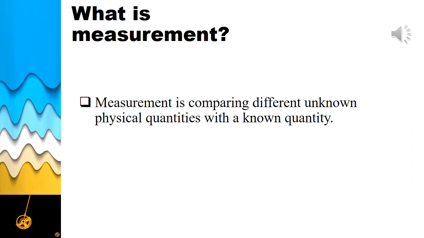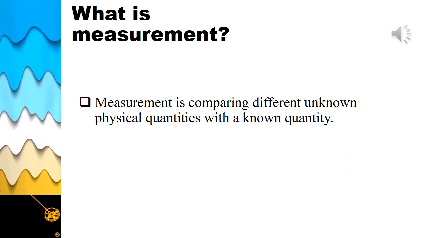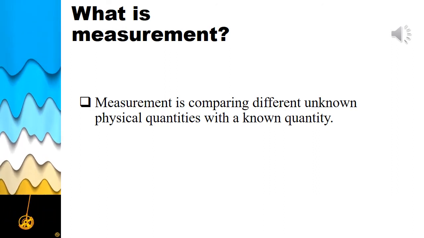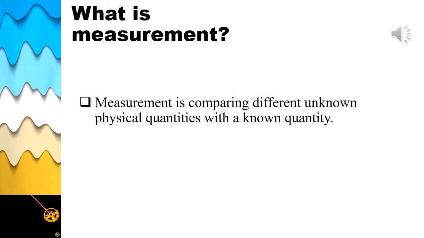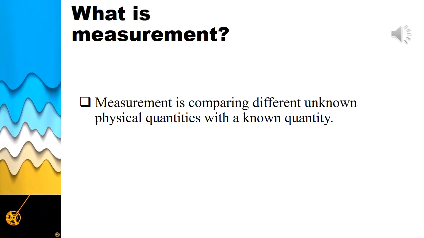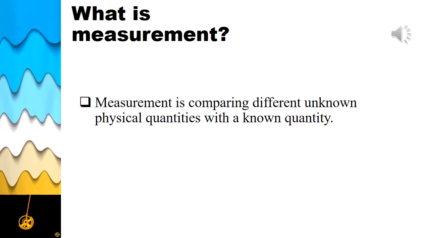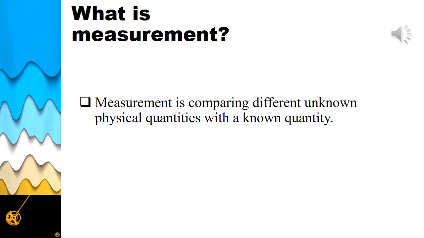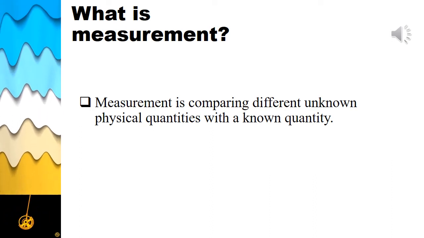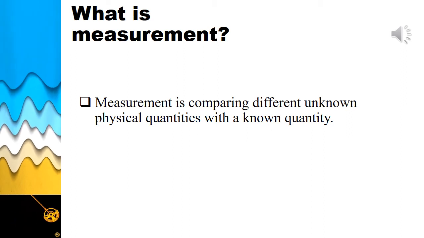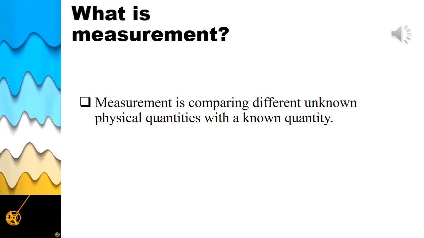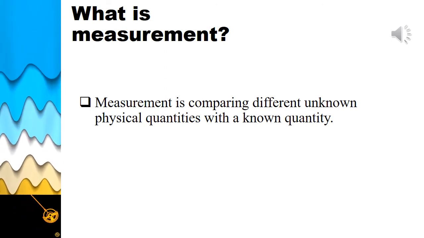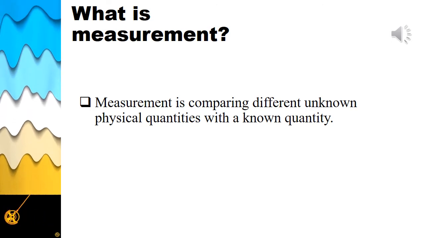Similarly, when someone asks how wide your school desk is, how do you measure it? Of course, with the help of a scale, or if the scale is not available, you use the hand span, right? So actually, what is measurement? It is comparing different unknown physical quantities with a known quantity. So measurement is done by comparing different unknown quantities with known physical quantities. What you can say further is that a measure is the reference standard for comparing physical quantities.